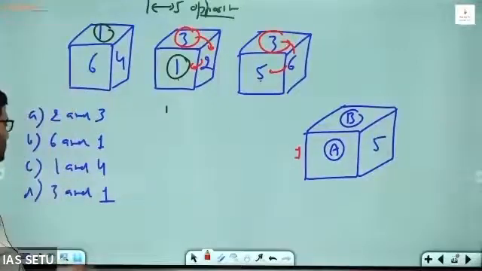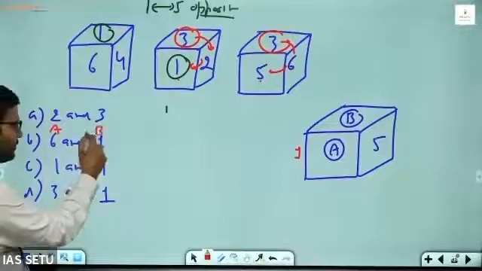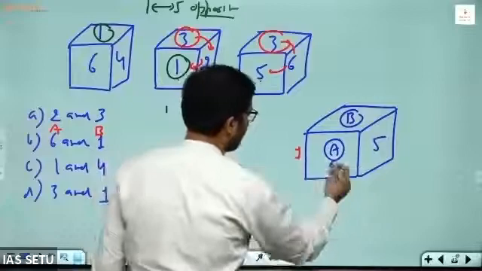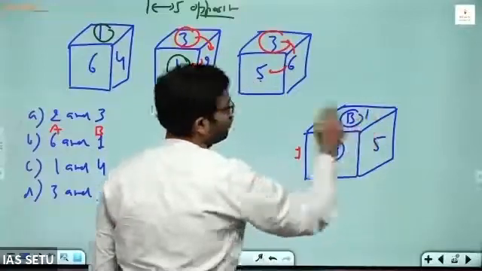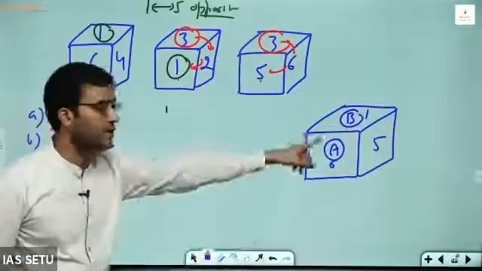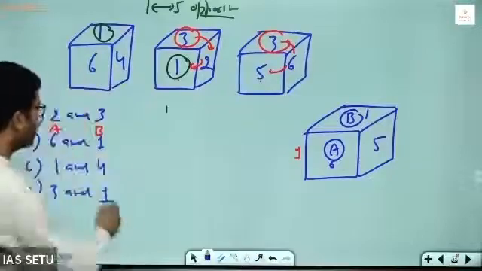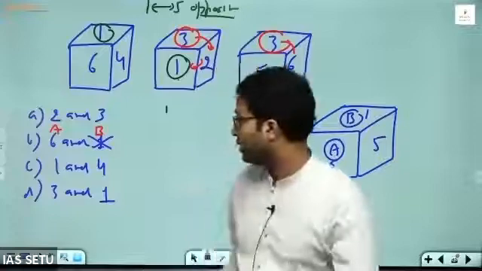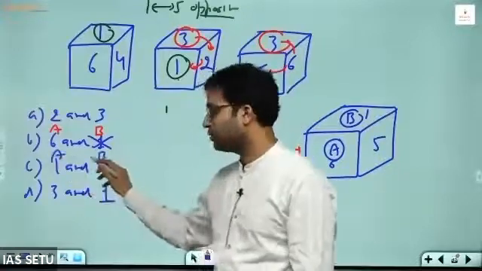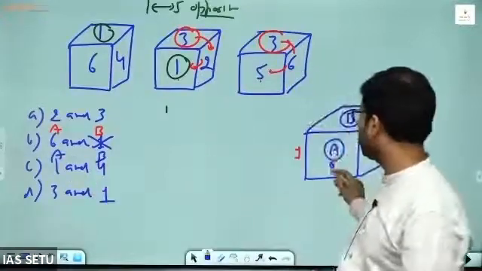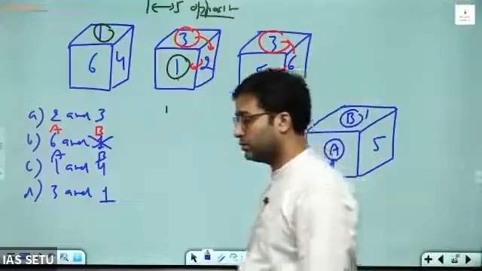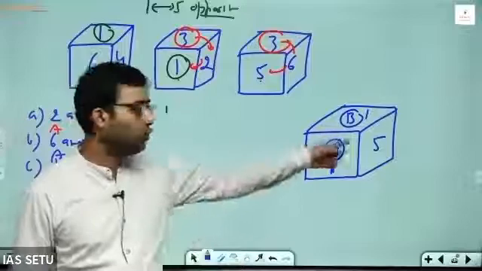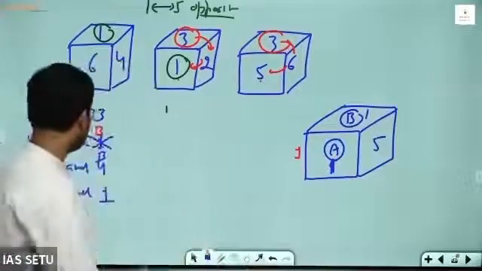Check answer option B. A6, B1. A6 okay, but if you put B1, this is wrong. You cannot put 1 adjacent to 5. So this one is wrong. Answer option C. A1, B4. How can you put A1? A cannot be 1 because 1 is already opposite of 5. So this one is wrong.